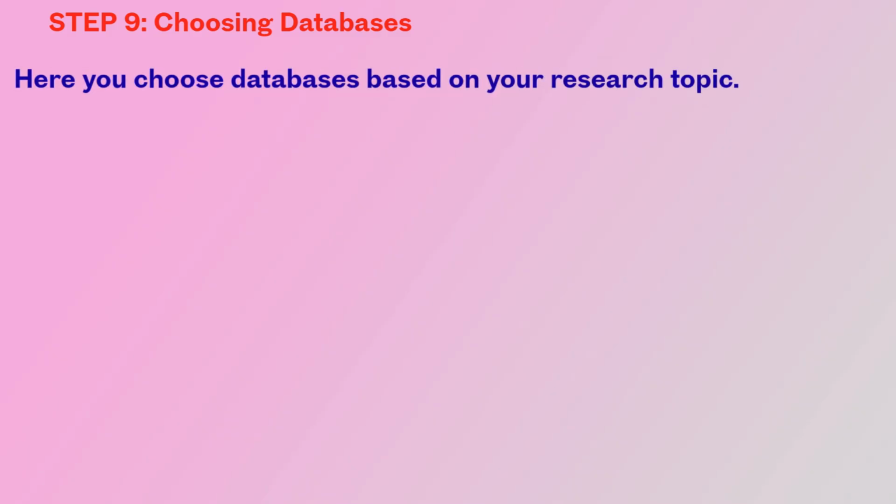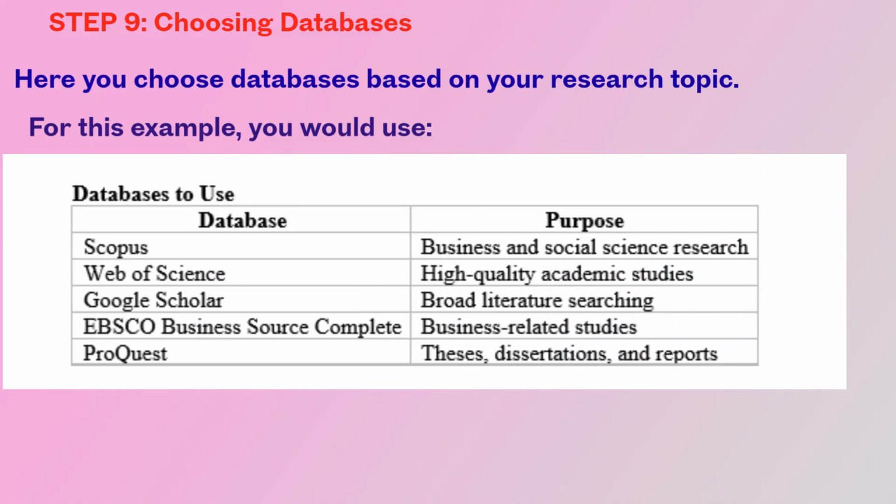Step 9. Choosing databases. Here you choose databases based on your research topic. For this example, you would use Scopus, covers business, social sciences, and technology; Web of Science, strong for high-quality academic articles; Google Scholar, useful for a broad starting search; EBSCO Business Source Complete, focused on business-related studies; ProQuest, includes theses, reports, and dissertations. You take your search string and run it separately in each database. You do not rely on only one database because each one contains different articles.